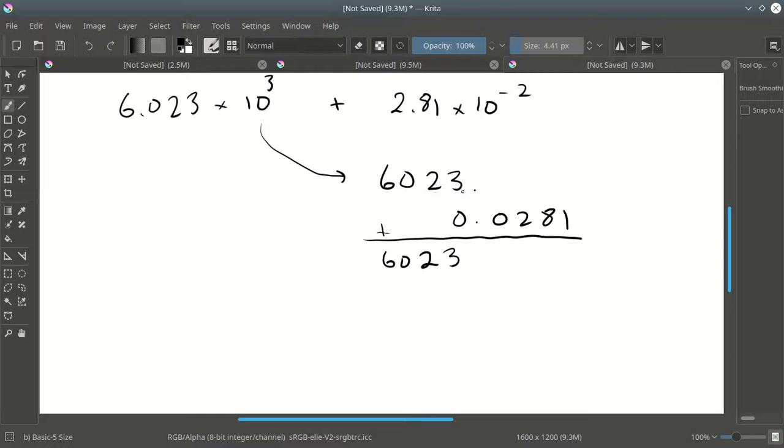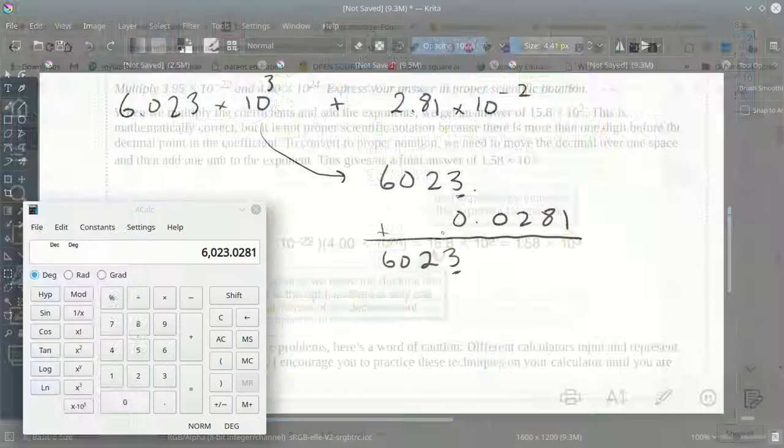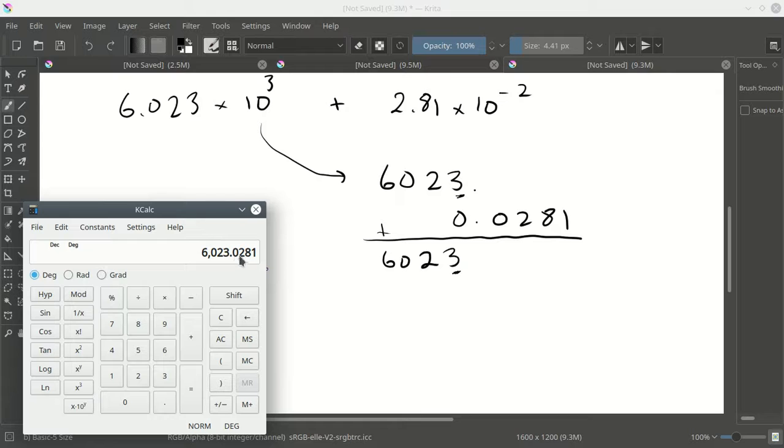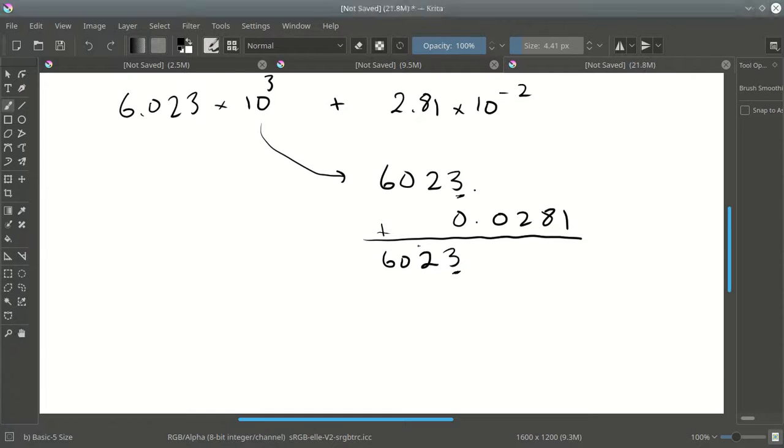It goes to the ones place instead of the, what is this, the 10,000ths place. So that means your answer can only go to the ones place. So this number goes to the ones place. Your answer can only go to the ones place. So although the calculator said 6,023.0281, the correct answer is just 6,023.